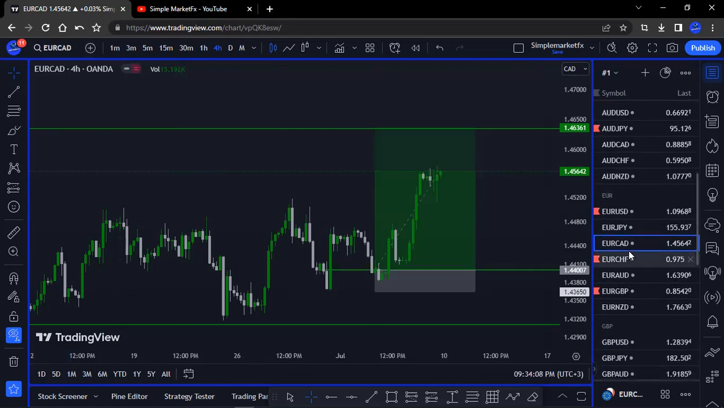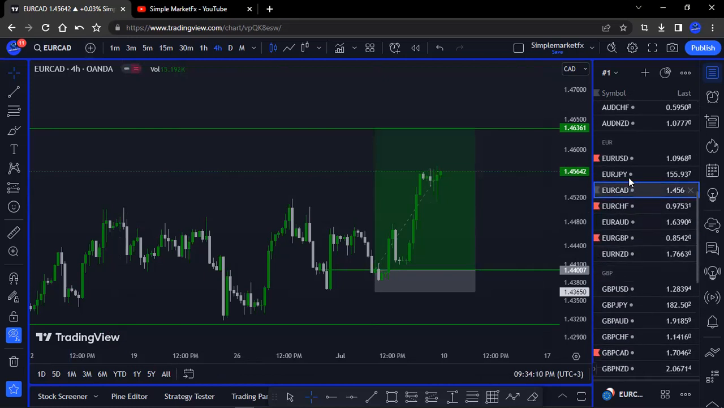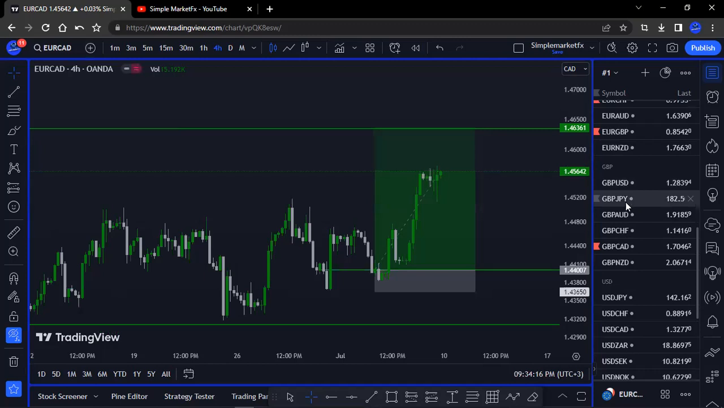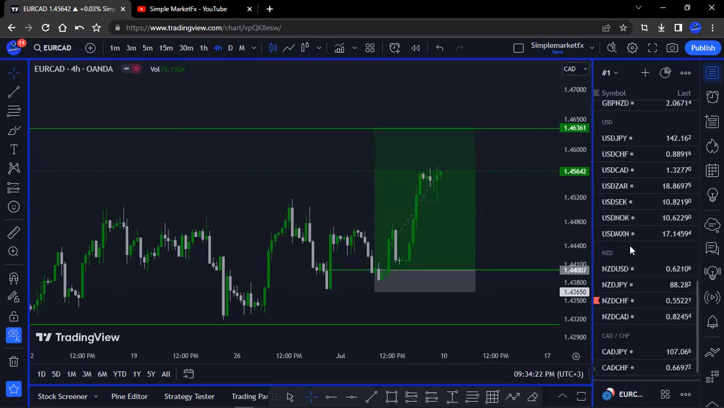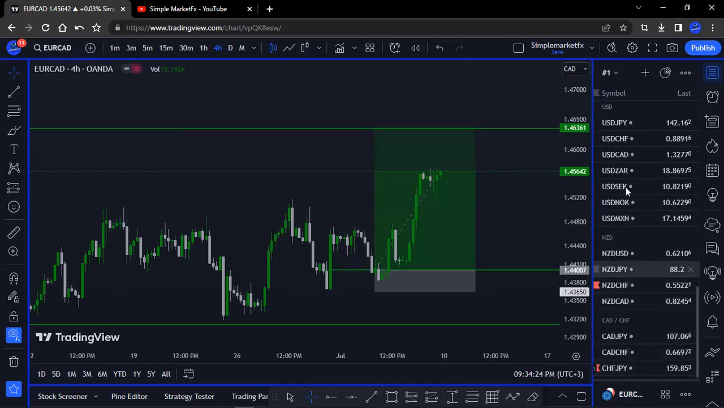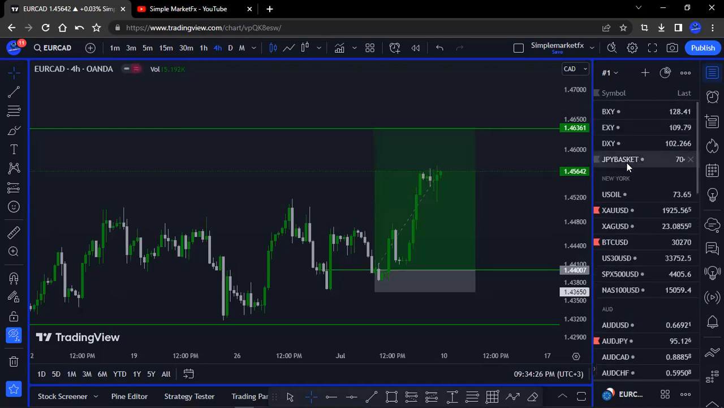Let me show you. Here they are separated. We have Eurozone, here Euro USD, Euro JPY, Euro CAD, CHF, and we have Pound USD, Pound JPY, Pound CHF, Pound NZD. Also we have USD, we have NZD and CAD. These are the currency pairs that don't have a huge gap in the volatility of the market.